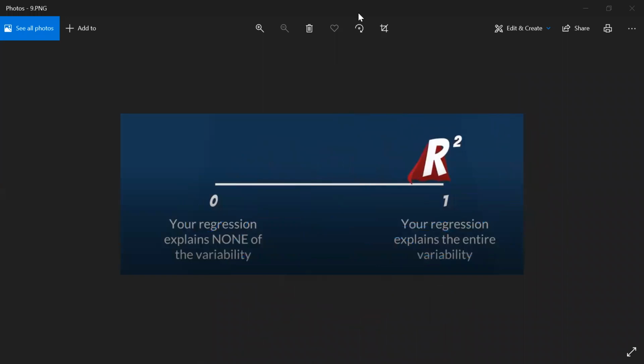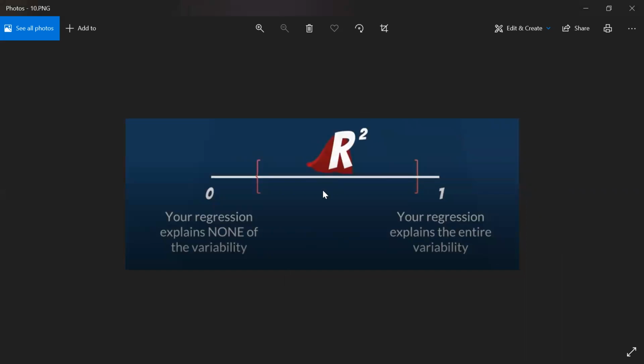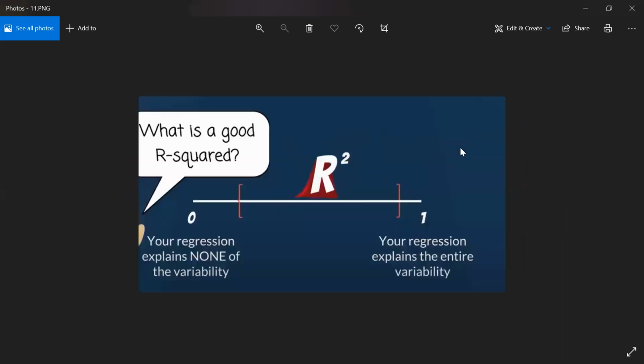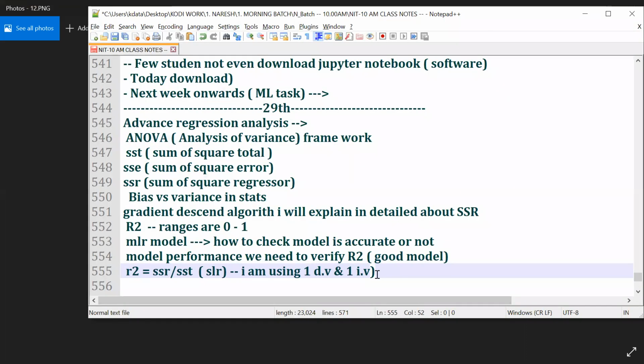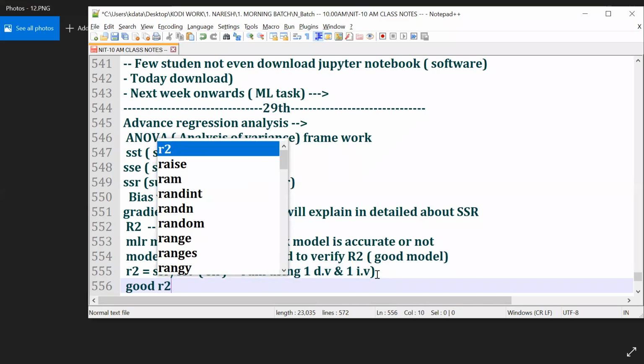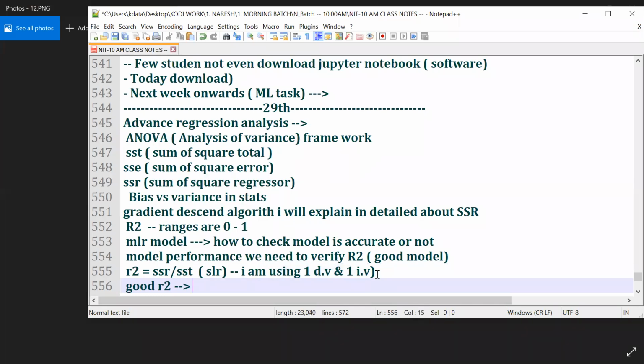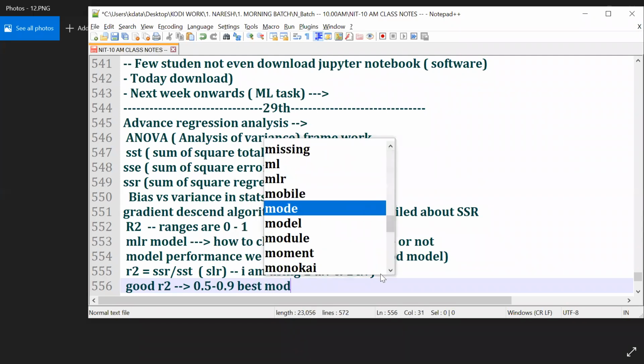Now let's close this. See, this is the best way to find out. The R square is between, I could say, 0.3 to 0.9, something like that. Yes, guys. What is a good R squared? The good R squared ranges, I could say, from 0.5 to 0.9, would be a better model. I could say the best model.